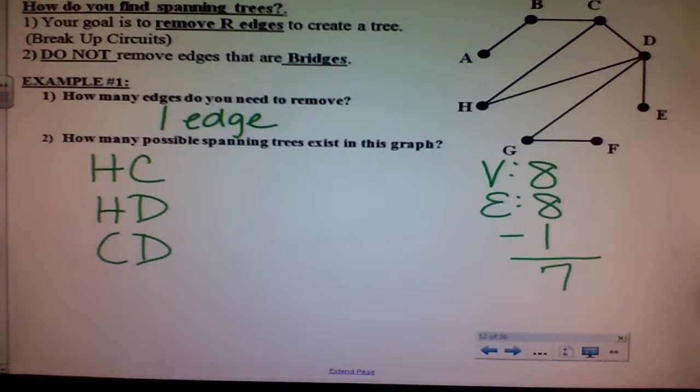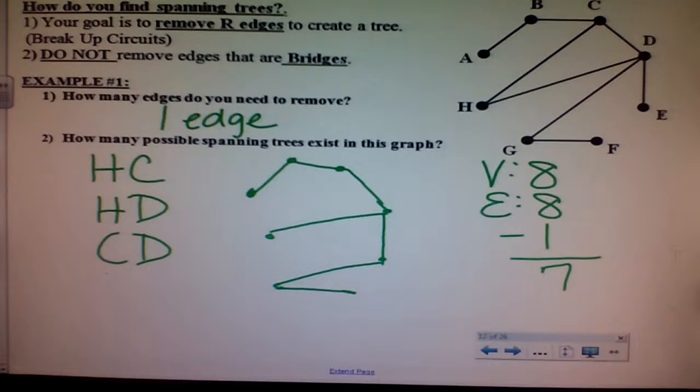So I could remove H to C. And if I do that, my graph is going to look like this. If I remove H to C, my graph looks like this. Well, that's a tree.